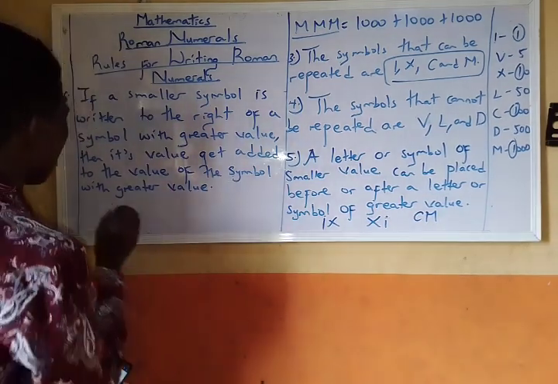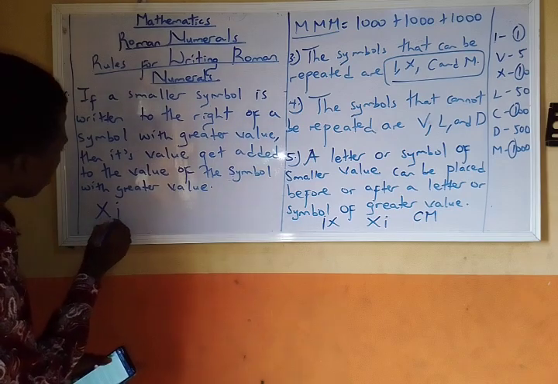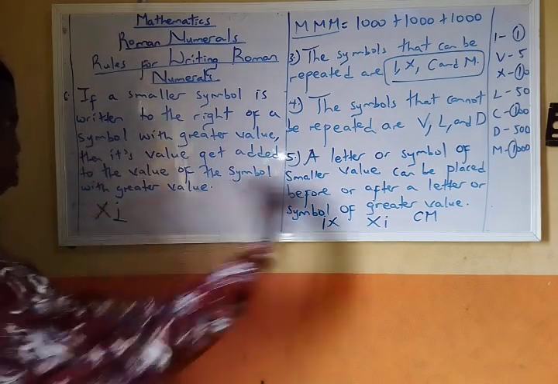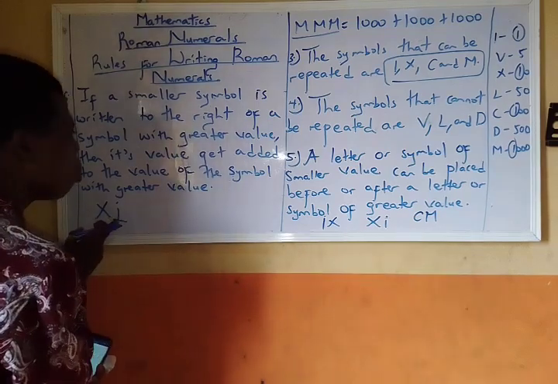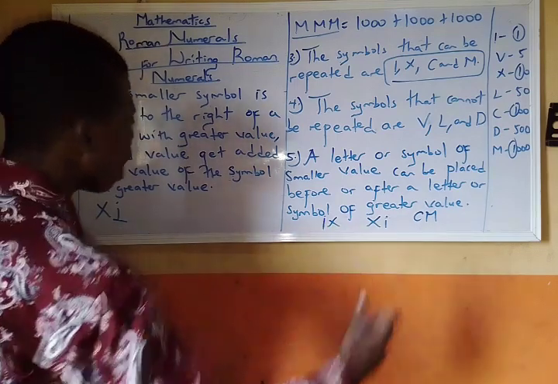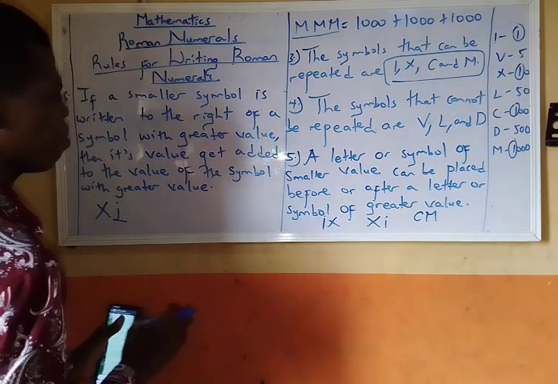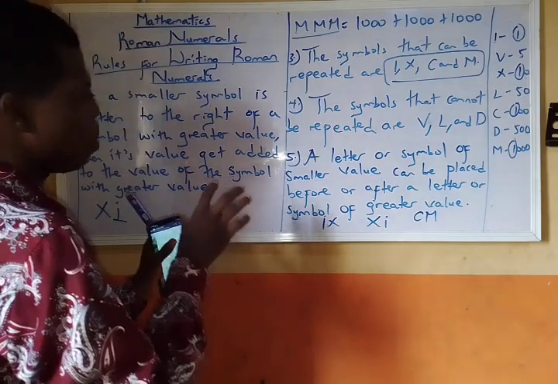That means that if I have XI, you can see this smaller symbol is written to the what? Right. This is the right of the greater value, right? That means we'll have to what? Add it. We'll have to add it. Are we together? We have to add it. So that is why you have to understand this. Let me just show us this now.